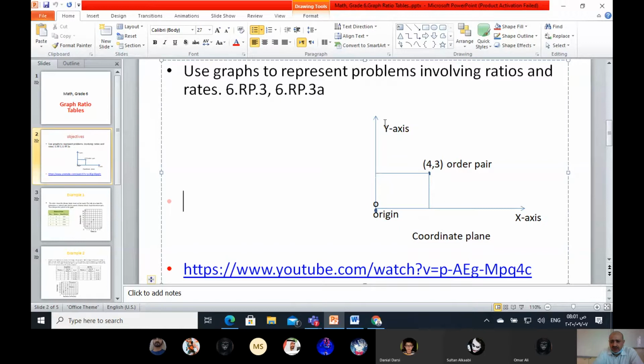I will repeat. The name of this figure is coordinate plane. A coordinate plane includes two lines perpendicular to each other. The name of this line is x-axis, and the name of this line is y-axis. And this point between the two lines, O, is called the origin. And we have here point 4, 3. The name of this point is ordered pair.